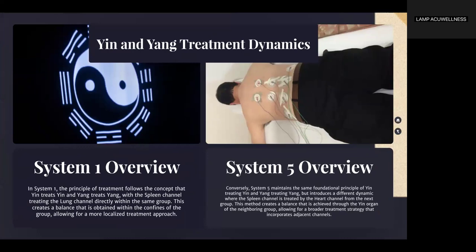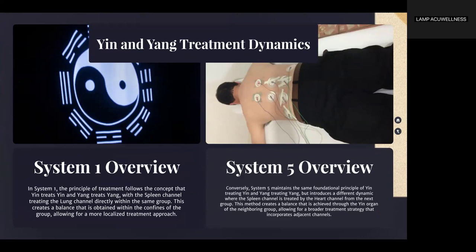In System 1, the principle of treatment follows the concept that yin treats yin and yang treats yang, with the spleen channel treating the lung channel directly within the same group. This creates a balance that is obtained within the confines of the group, allowing for a more localized treatment approach.